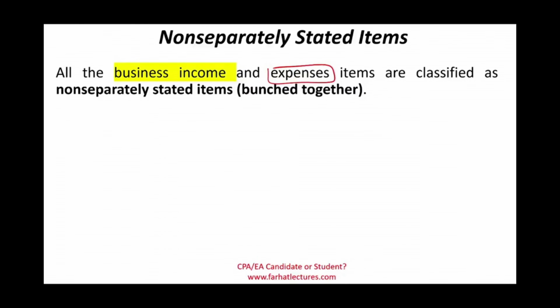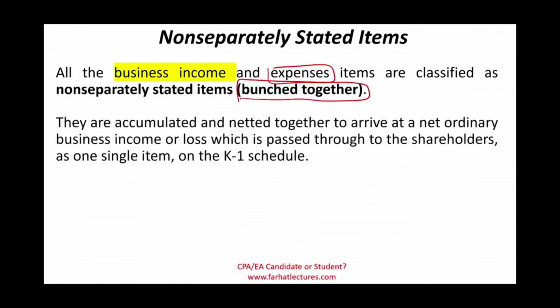So what is a non-separately stated item? Operating business income and operating business expenses that are bunched together. They are accumulated and netted against each other to arrive at a net ordinary business income or loss, which is passed again to the shareholder through the Schedule K-1. And this is what I showed you.